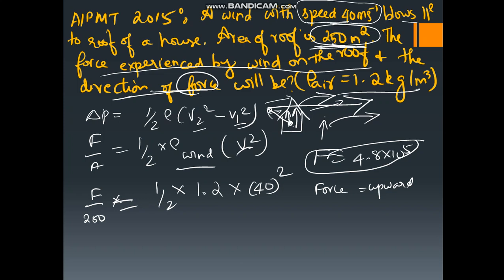And I want to say that if only one speed is given, just put v square. If two speeds are given, then it is v2 square minus v1 square.